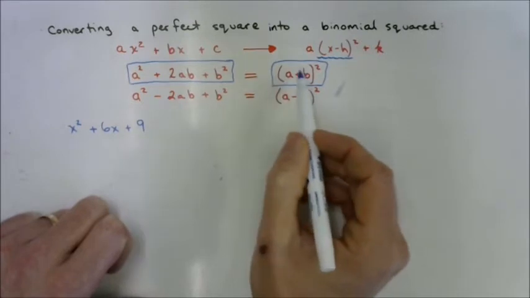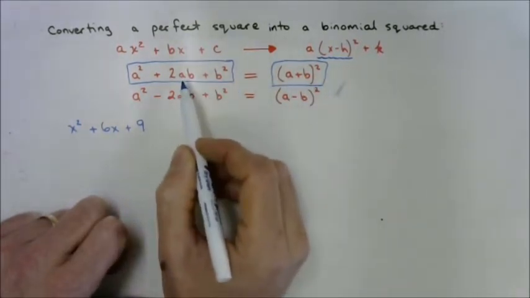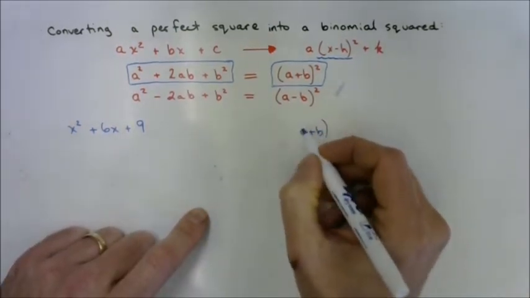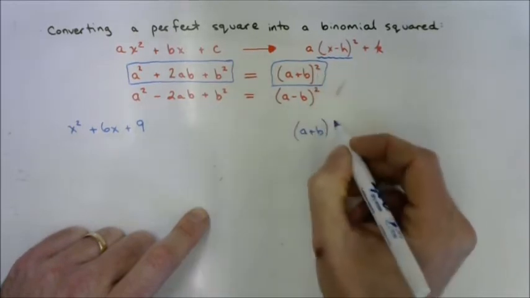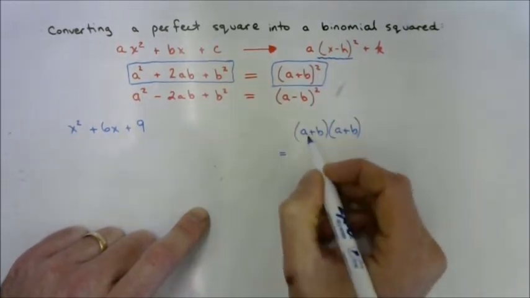If you were to expand this out and simplify and group like terms, you would end up with this. Okay? Now let's just show it real quick. If I take a plus b, square it, that means multiply it by itself again. Look at what the expansion is going to get me.